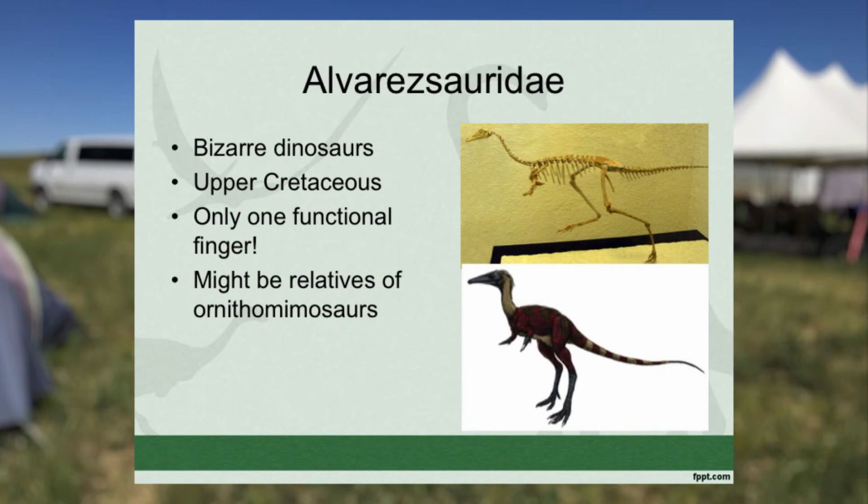Alvarezsauridae, this is a weird one. Found in the Upper Cretaceous, only one functional finger. We just keep seeing a reduction in limbs. And I don't use that in an evolutionary way. Sorry, I just mean less limbs. So they might be relatives of the Ornithomimosaurs, but they're not completely sure where they fall out. But for right now, we put them in this group, and that's the unique characteristic, is that one functional finger.